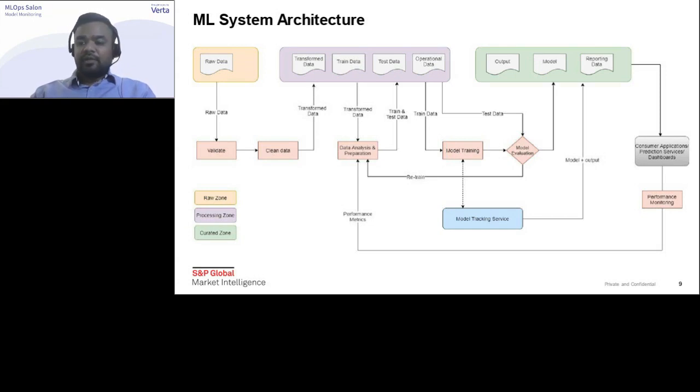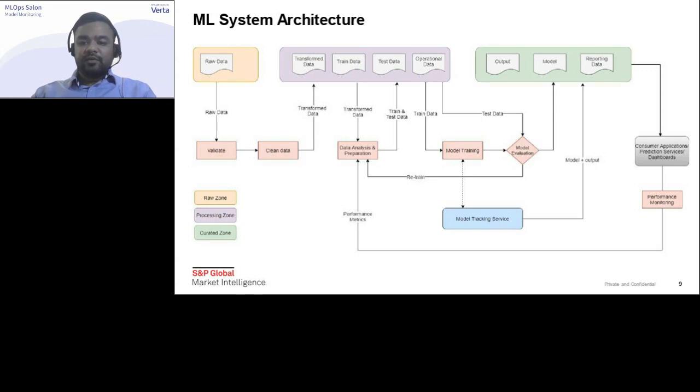So once the model is out there in production serving our predictions, then our service is there to monitor the performance of those predictions that are generated by our models. These performance metrics are again stored back into our processing zone so that these can be monitored, these can be analyzed, and the model can be retrained as and when required. So we have understood the basic ML system architecture here.